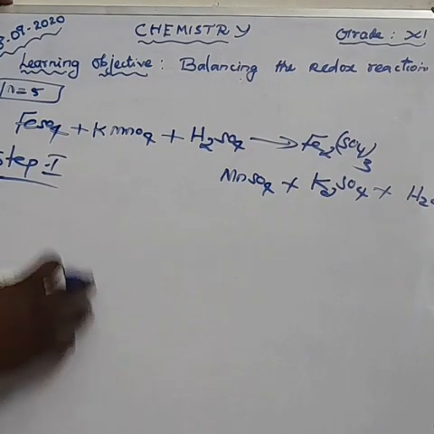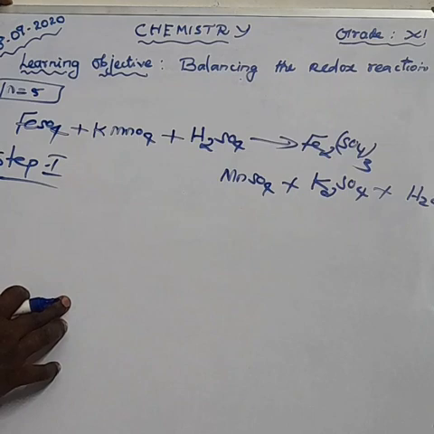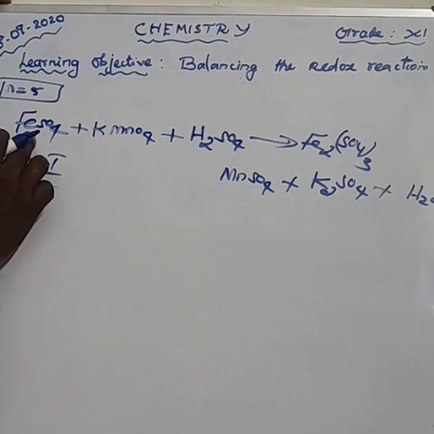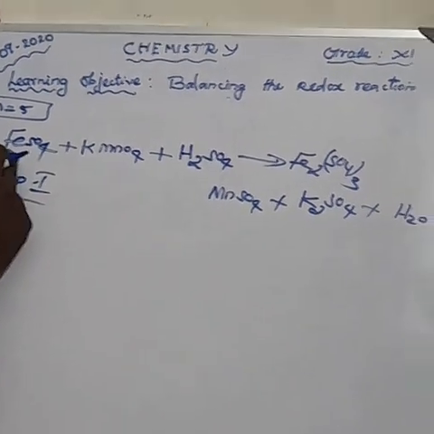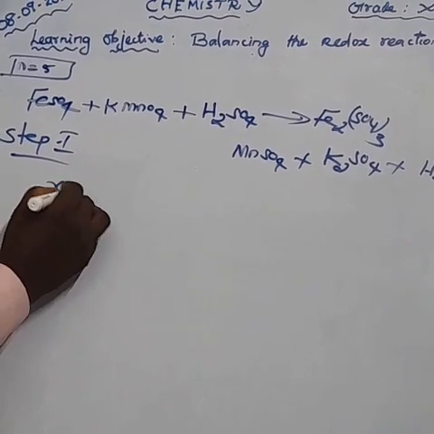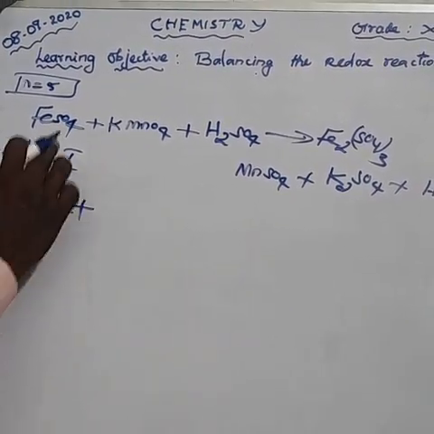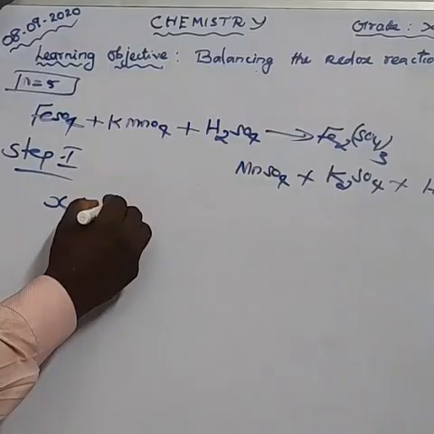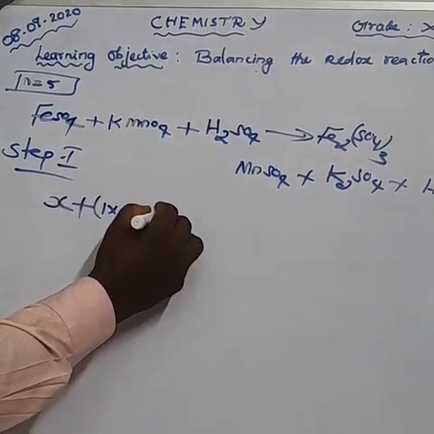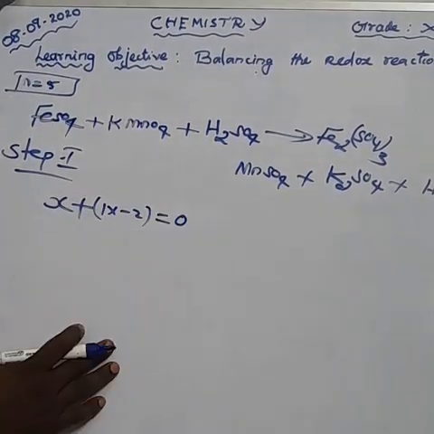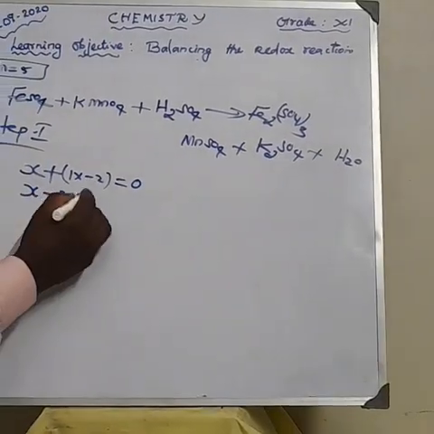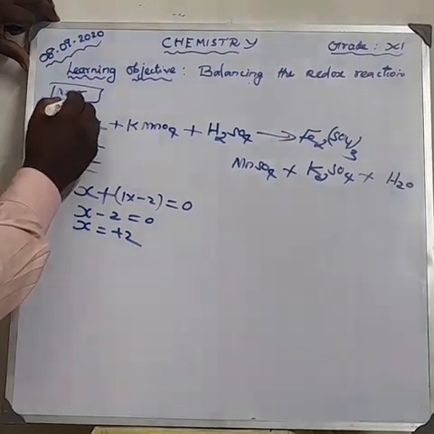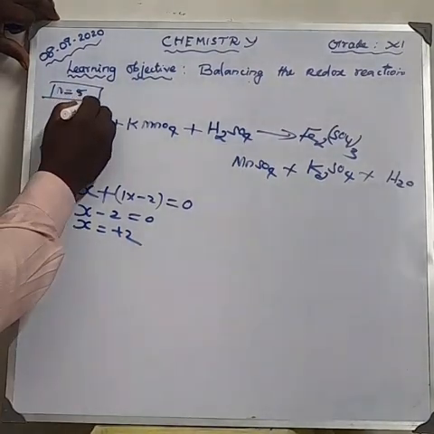In the previous video I told you that sulfate has a charge of minus 2, am I right? First find the oxidation state in ferrous sulfate. Fe is taken as X. X plus one sulfate, 1 into minus 2, equal to 0, since there is no net charge. That is X minus 2 is equal to 0, so X is equal to plus 2. So the oxidation state for Fe is plus 2.